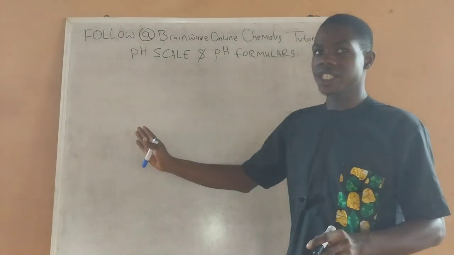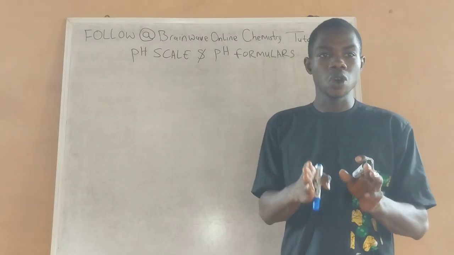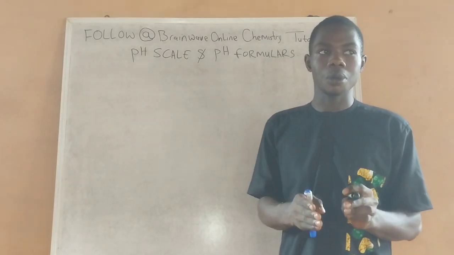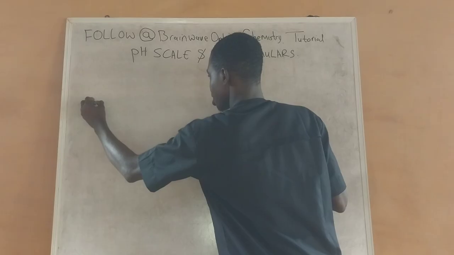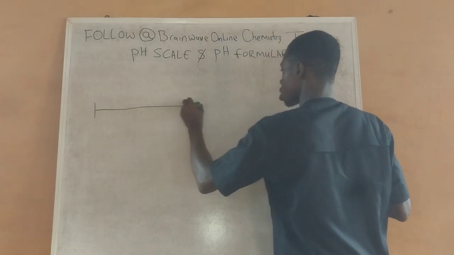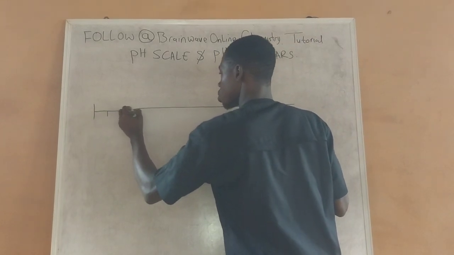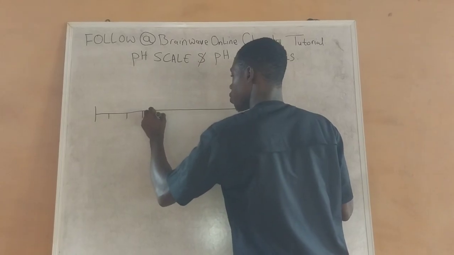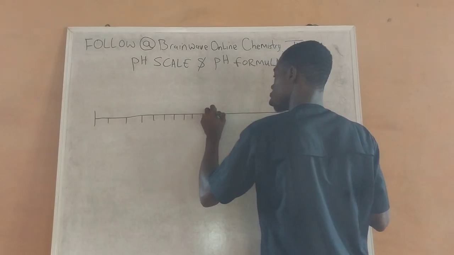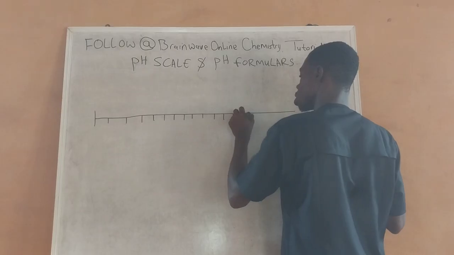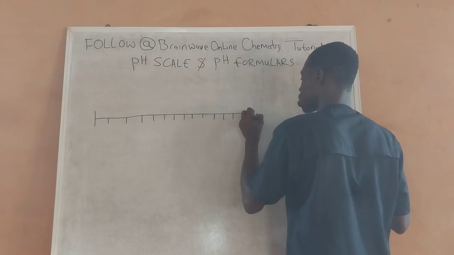Now, I'll be sketching the pH scale on the board, but I want you guys to note that the pH scale ranges from what? From 0 to 14. Before I explain further, let me quickly sketch it on the board. So the scale looks like this.